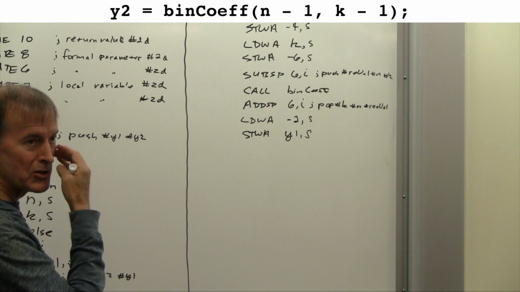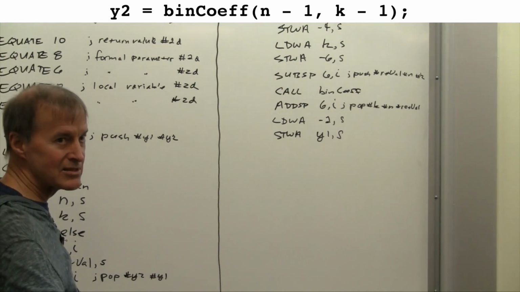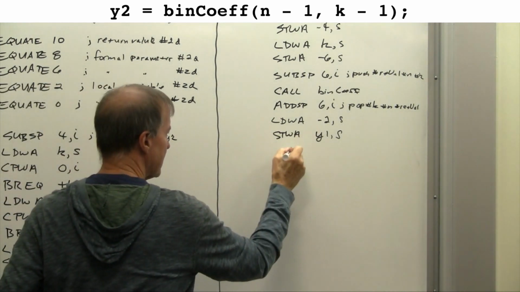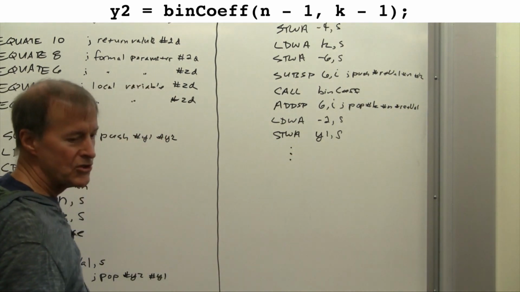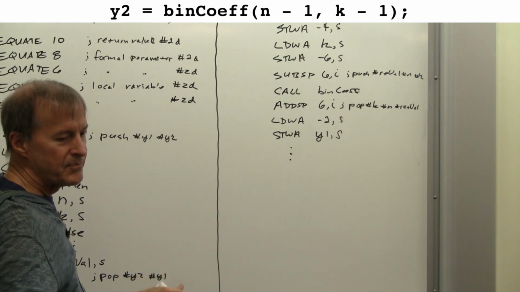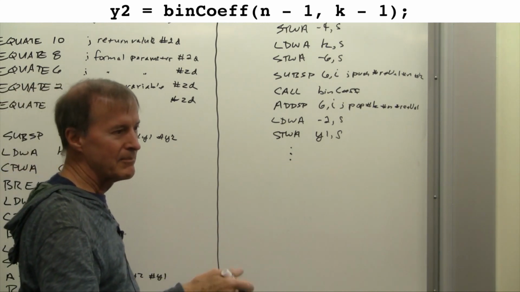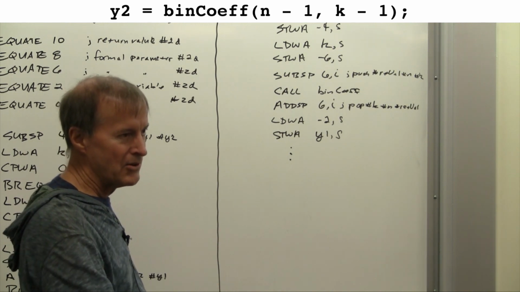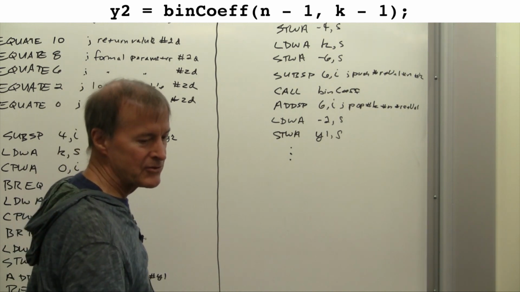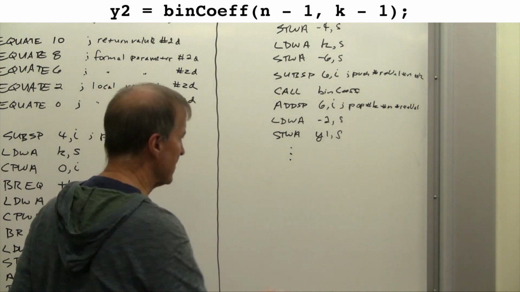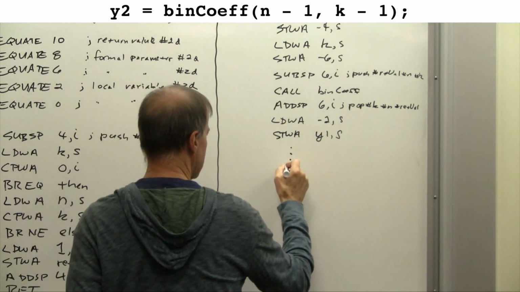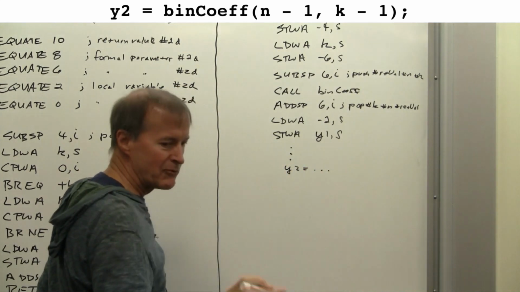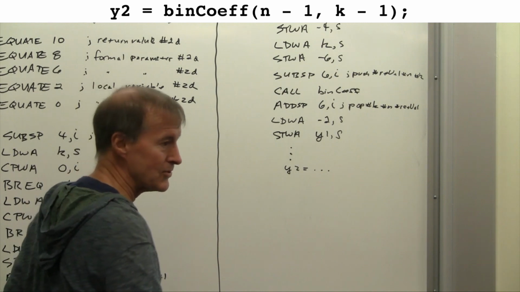Now I'm not going to bother to do the Y2 because it's the same thing. Do you see you would do N minus 1, put it, K minus 1, put it, call, boom, boom, back. And let's just say the Y2 gets whatever, blah, blah, blah. And then after we've done that, how do we return Y1 plus Y2?